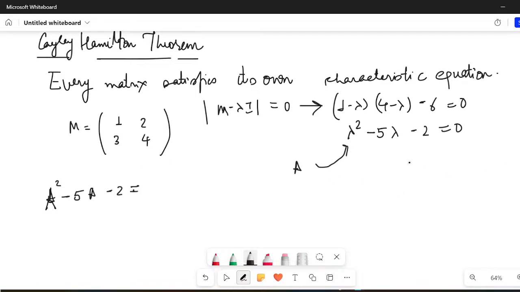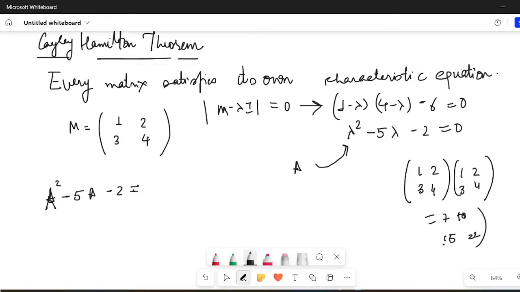A² would be simply, I'll write it here, [[1, 2], [3, 4]] times [[1, 2], [3, 4]]. What would it be? I'll get a 7 here, 10 here, and then I will get 15, and then 22. So this would be A²: it's quite easy to see that A² is [[7, 10], [15, 22]].